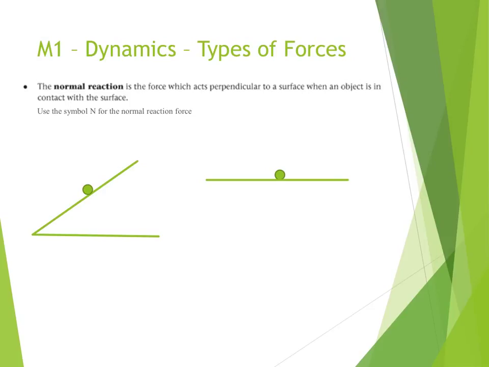So, for example, on the right-hand example, we've got a ball resting on a surface, so the normal reaction is going to act vertically upwards at 90 degrees to the surface. Whereas on the left, where we've got this slanted surface with the ball on top, the normal force is no longer acting upwards, but still perpendicular to it.